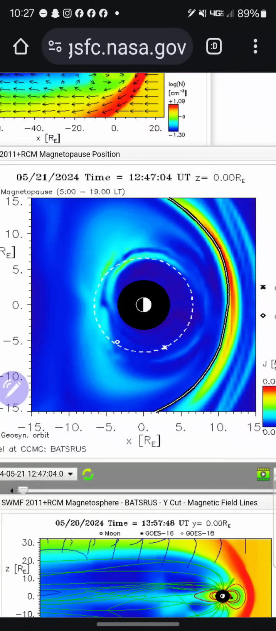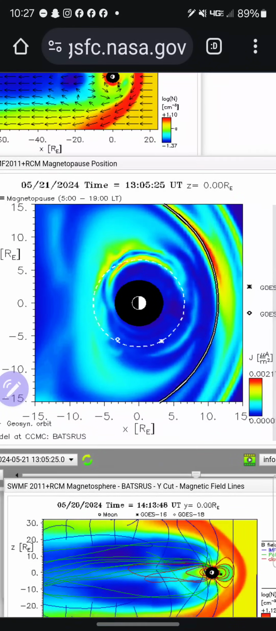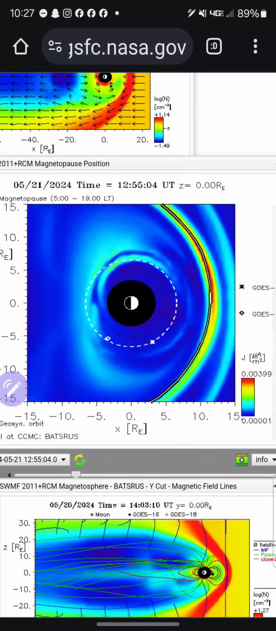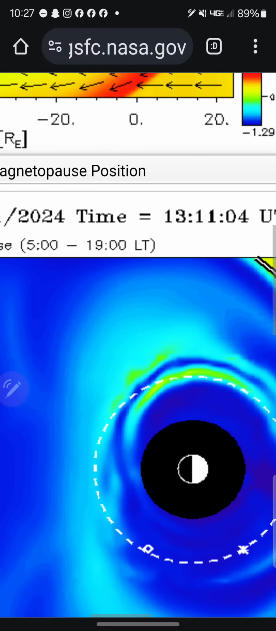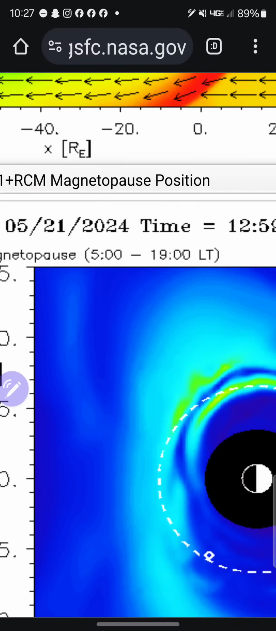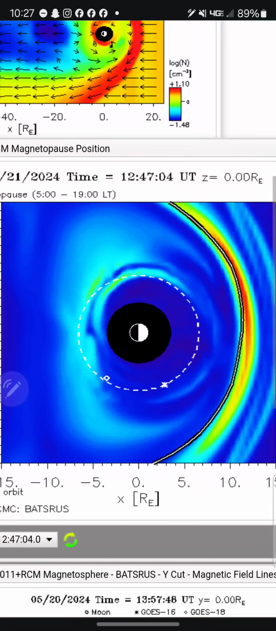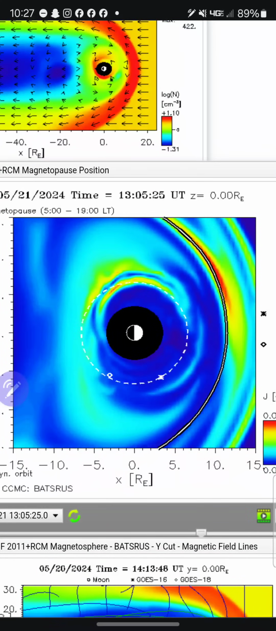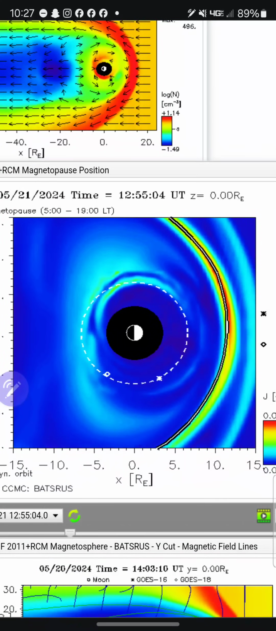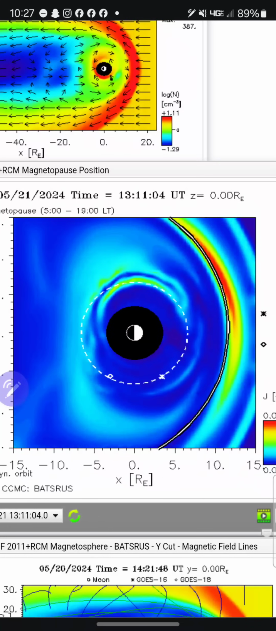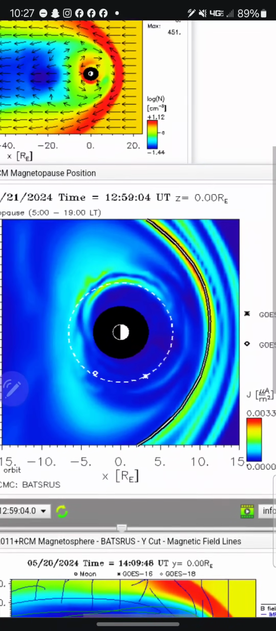5/21/24. Just look at this. I'll let you look at this. This is monitoring the magnetic field, the dome that protects us from so-called harmful gamma radiation, solar radiation, UV light, whatever you want to call it.